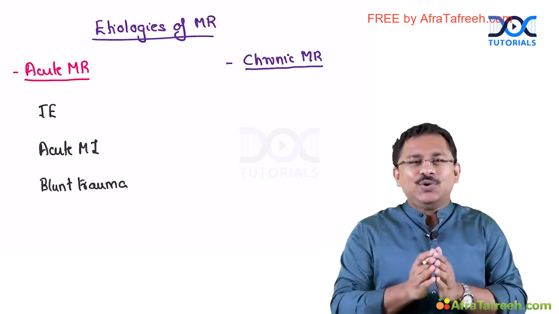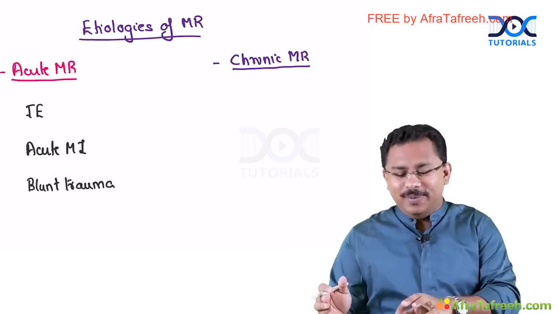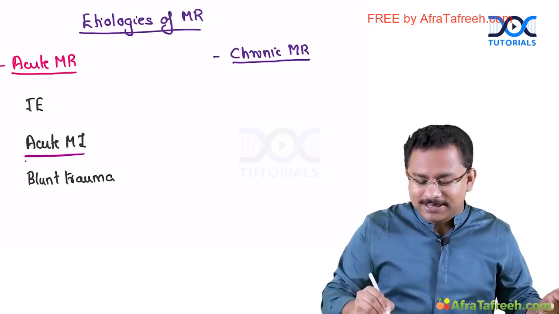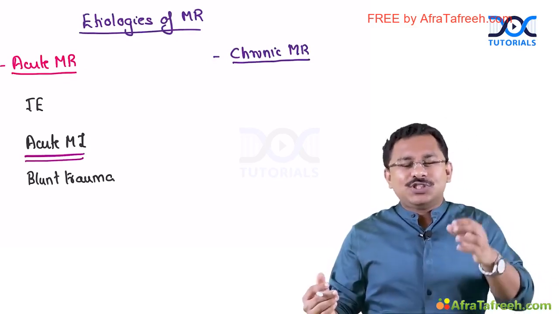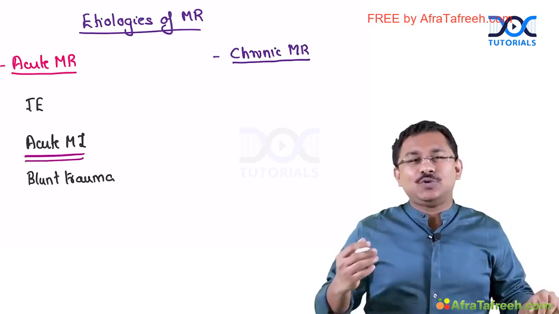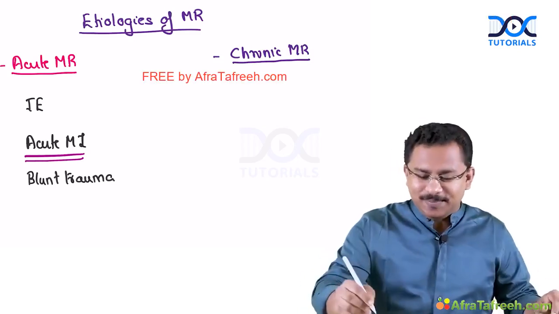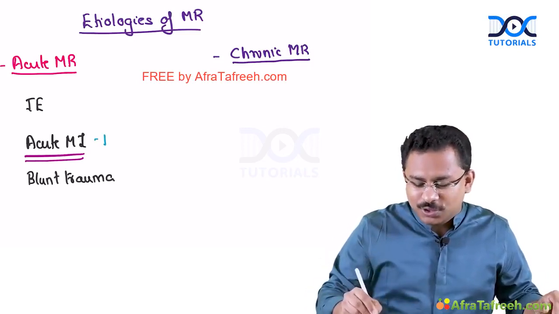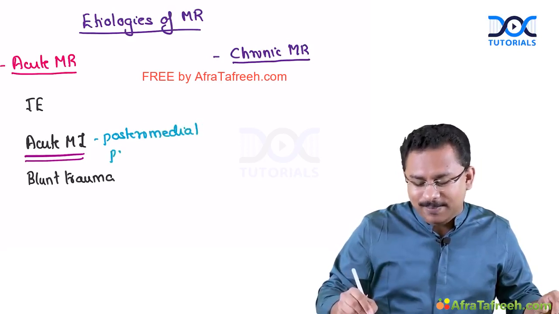Now, one MCQ you should know, which is given in Harrison also, so there is a high likelihood of it being asked. When it comes to acute mitral regurgitation, remember that the posteromedial papillary muscle is more involved than the anterolateral papillary muscle. So this primarily is going to involve the posteromedial papillary muscle.